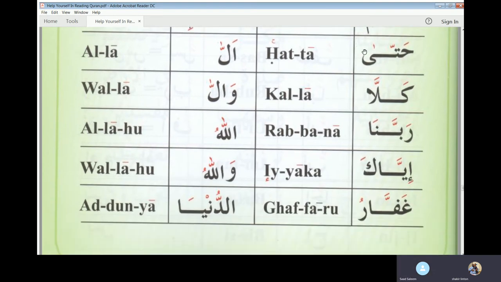The ya is silent. Oh, okay. I see that. It looked like it's right over top of the ya, but it's elongated. I see it now.